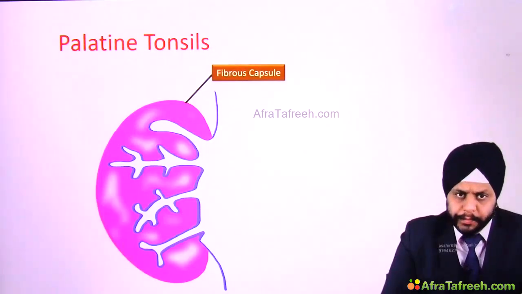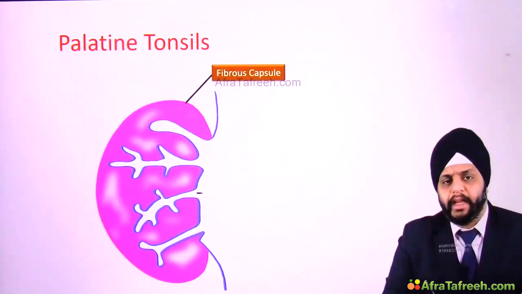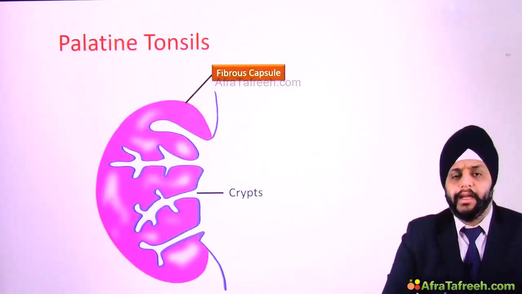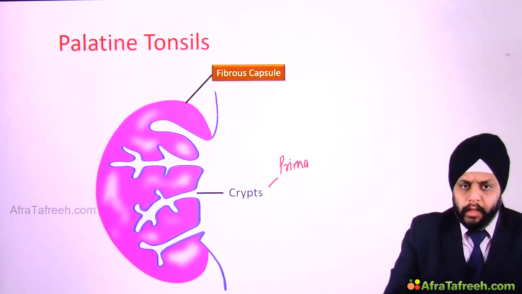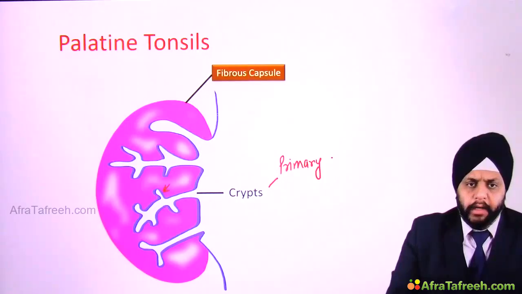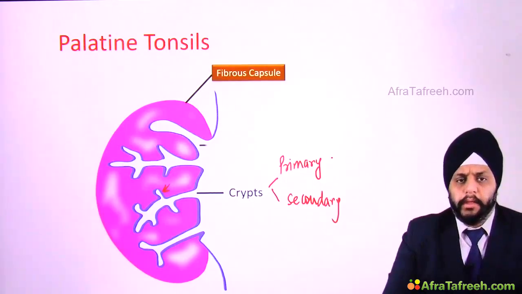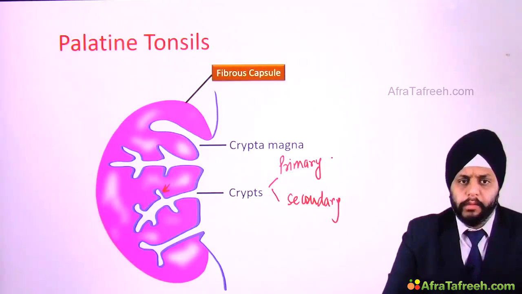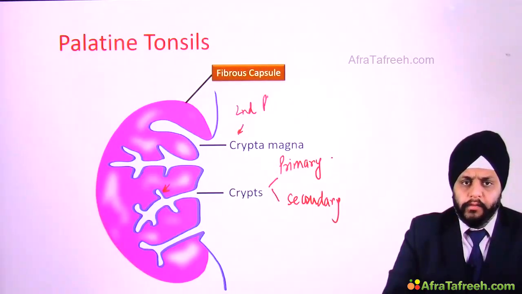by a fibrous capsule. This fibrous capsule on the medial aspect of the tonsil goes inside the lymphoid tissue. As you can see over here, it is going inside the lymphoid tissue and forms crypts. These crypts can be primary crypts and then they divide. As you can see over here, they have divided, and when they divide, they form secondary crypts. Sometimes they can even form tertiary crypts. The largest crypt is known as crypta magna, and that denotes the presence of the second pharyngeal pouch.